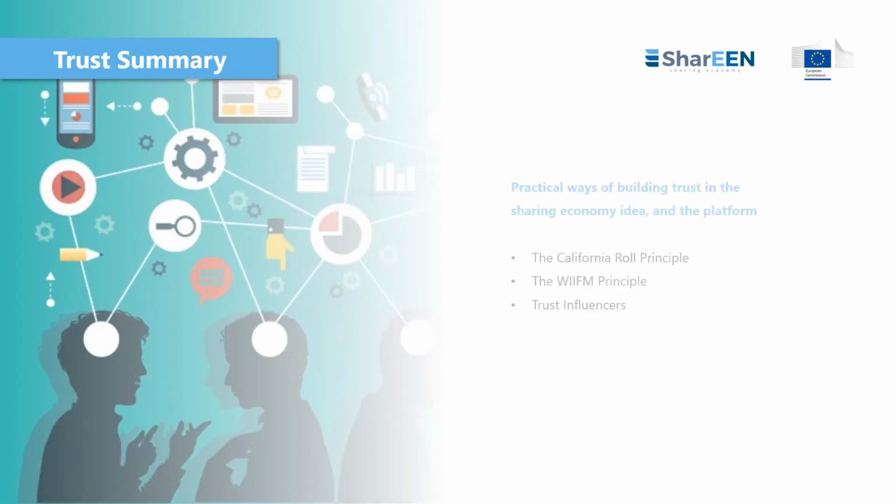As a summary, the practical ways of building trust in, more generally, the sharing economy idea and the platform are the California role principle, the what's-in-it-for-me principle, and the right influencers.